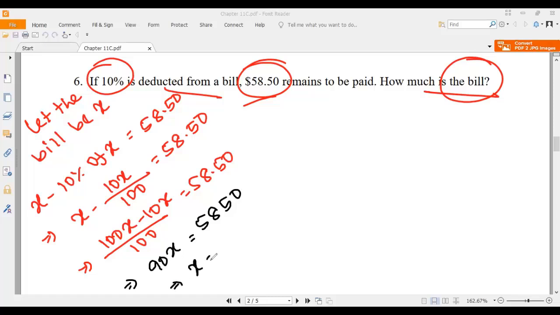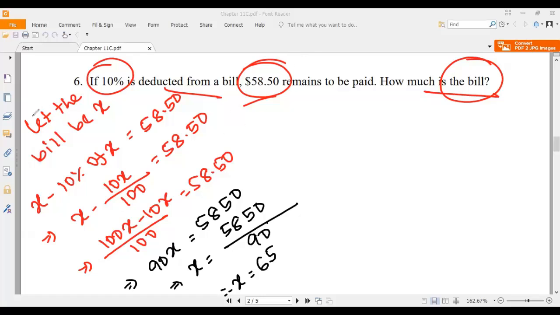Then what will be the value of X? 5850 divided by 90. Now we need to do the calculation. After cancelling 0 and 0, we need to divide 585 by 9. We get 9 6s are 54. We have 4 left, 45, 9 5s are 45. So $65 was the original bill.